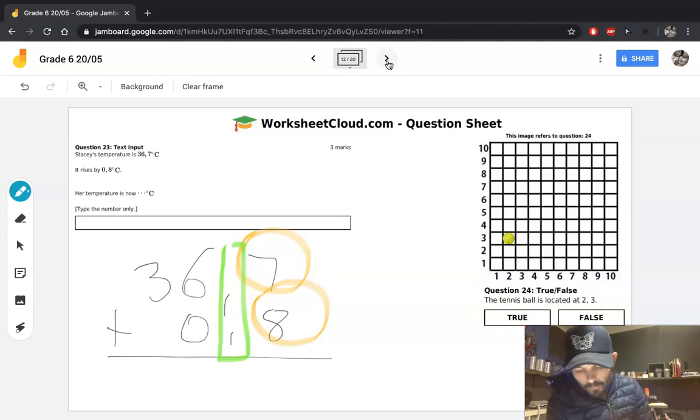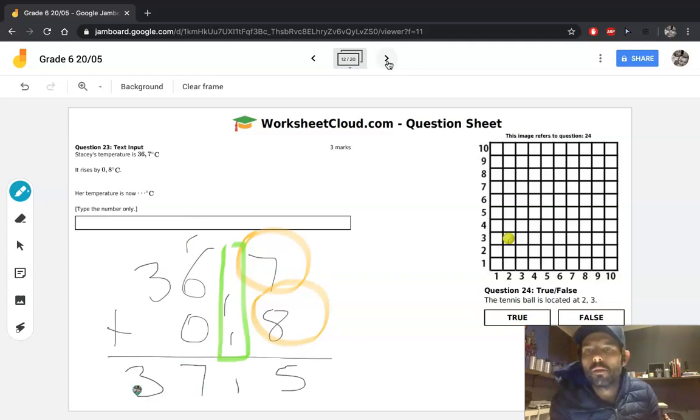7 plus 8 is 15. Carry the 1. 1 and 6 is 7. 3 and nothing is 3. So my answer is 37.5. And she would probably be spending the day at home in bed.